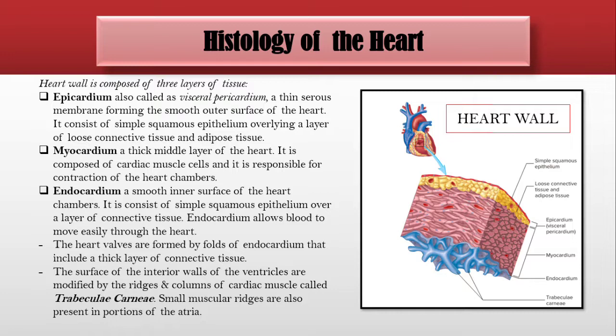So the heart valves are formed by folds of endocardium that is enclosed in a thick layer of connective tissue. The surface of the anterior walls of the ventricle are modified by ridges and columns of cardiac muscle called the trabeculae carneae. Smaller muscular ridges are also present in portions of the atria.